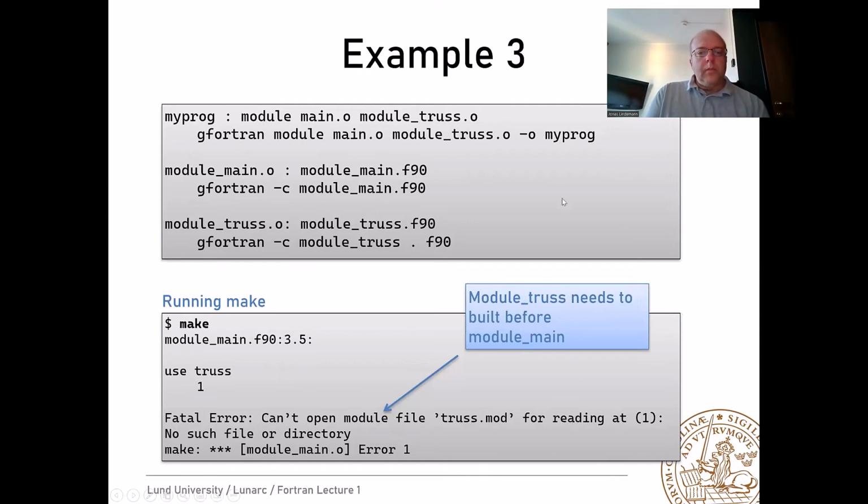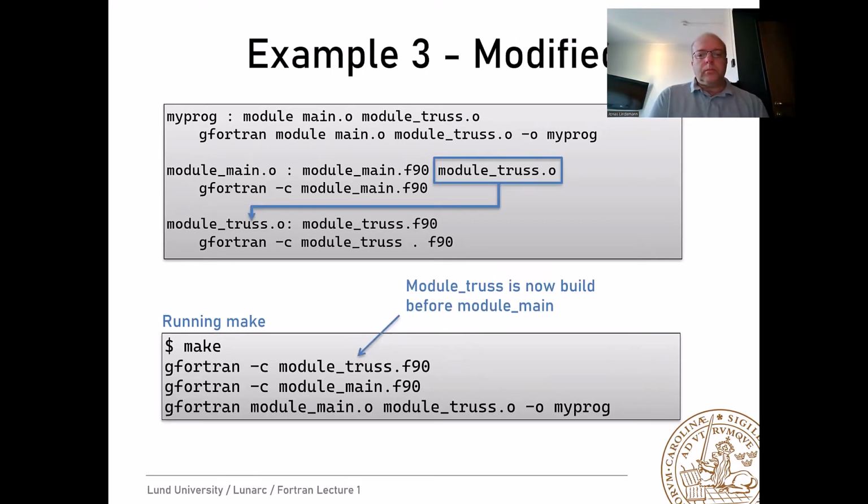So here, in this example, I have two modules, and if I try to build them in this order here, you can see here that use truss here, so can't open module truss mod for reading. That means that the truss module hasn't been built yet. It built the main module first, and we need to fix that. So we have a dependency here between the modules, but luckily Make can solve that for us as well.